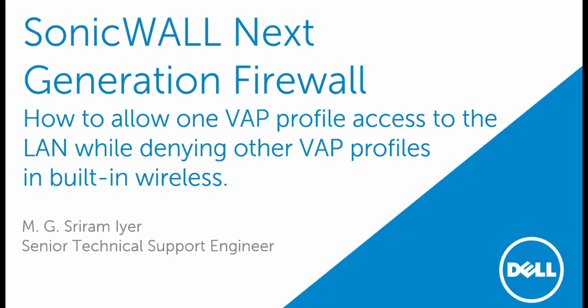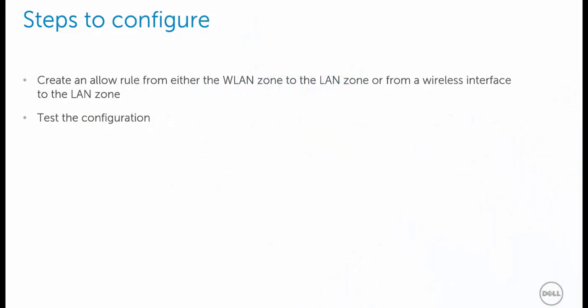In this video, I'm going to show you a scenario where there are two virtual access point profiles configured in the SonicWALL, and wireless clients connected to one of the profiles need to be allowed access to the internal network while blocking the other. These are the steps to configure this. Create an allow rule from either the WLAN zone to the LAN zone or from a wireless interface to the LAN zone. Test the configuration.